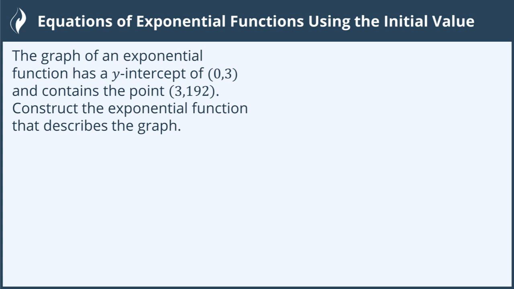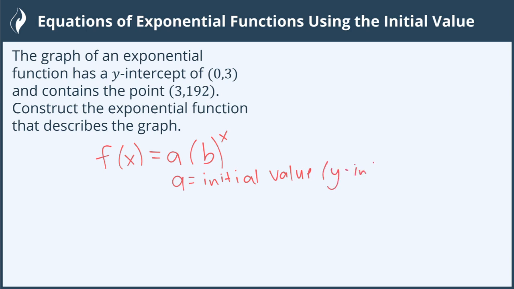So we're going to start with the general form of an exponential function, which looks like this. f(x) equals a times b to the x. a is our initial value. In other words, it's going to be our y-intercept. Now we are given this value. We're given that the y-intercept is (0, 3). So we know that a must be 3.